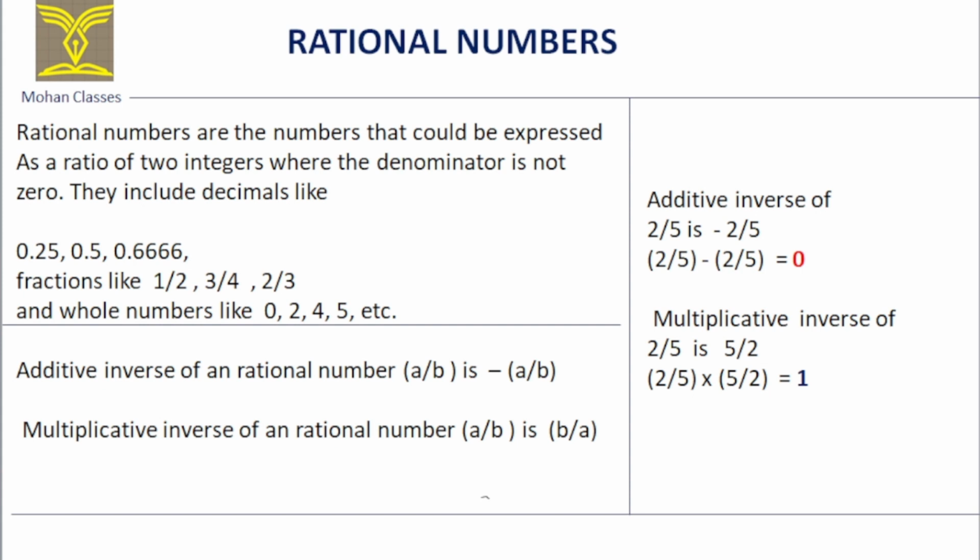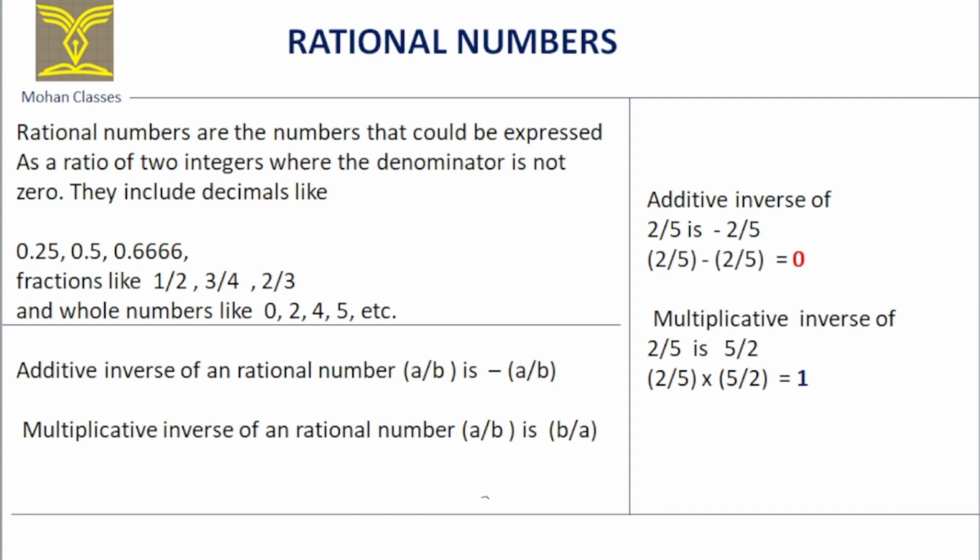Now, what is the additive inverse of a rational number? Let a by b be a rational number where b is not equal to 0. In that case, minus a by b is the additive inverse of the rational number. If the rational number is positive, the same number with the negative sign will be the inverse. If the rational number is negative, its inverse will be the same with positive sign. So if we add the rational number and its inverse, you will get the answer as 0.